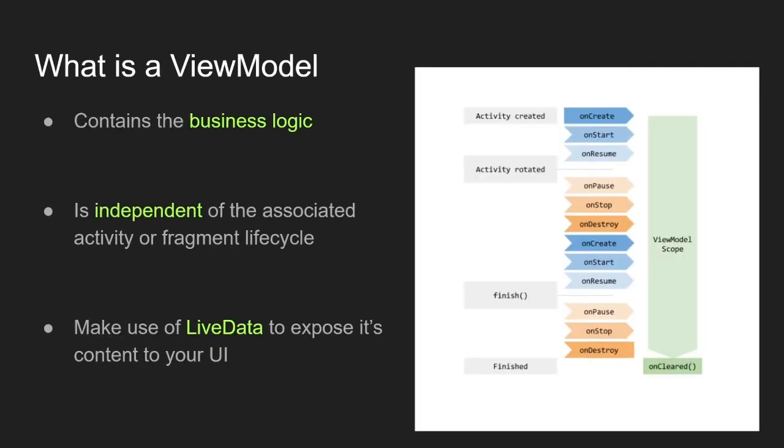As mentioned before, the main purpose of view models is to contain your application's business logic. Another key attribute of a view model is that it lives independent from its associated activity or fragment's lifecycle, as indicated in this illustration. The last thing you need to know is that Android view models use live data to expose its content to your views, which uses an observer pattern. Now that we have covered the theory, let's write some code.